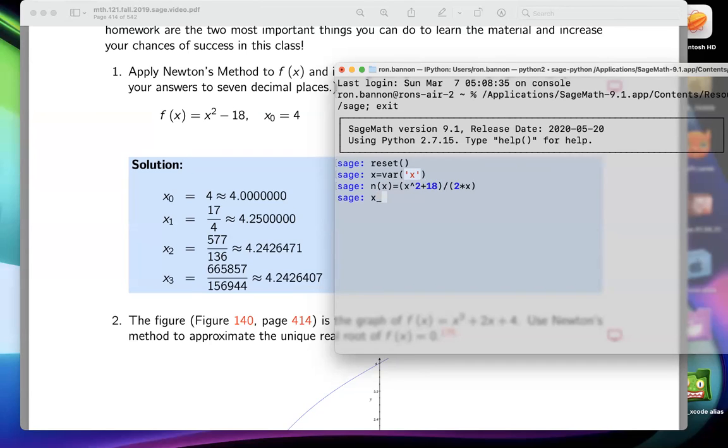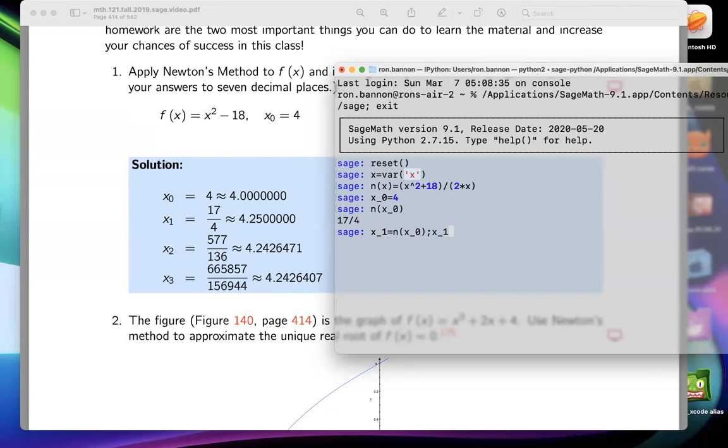So I'm going to say X sub 0 is going to be assigned the number 4. Now I want to find out, what does N of 4, or N of X naught, give me? Well, it gives me 17 quarters. I see that right here. All right. Now I'm going to give that to X1. Let me write this down now. X1 is equal to N of X naught. And I want to display X1 now.